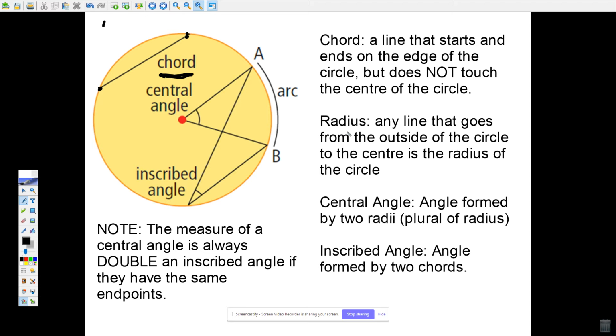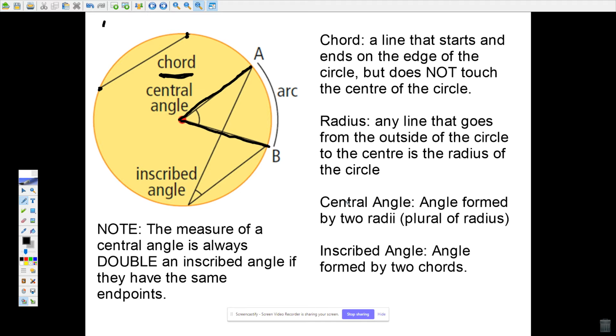The radius. The radius is any line that goes from the outside of the circle to the center of the circle. Okay, so the radius always goes from the outside of the circle to the center. As well, because both this line here and this line here are both the radius, they are both equal.